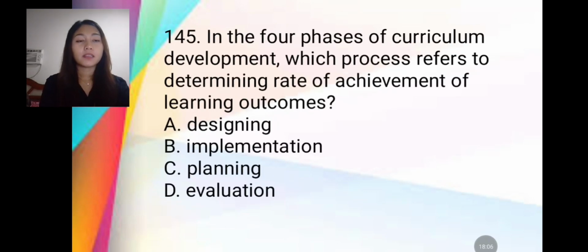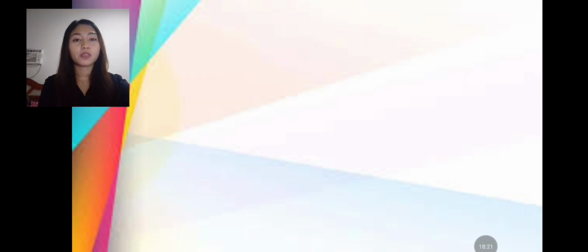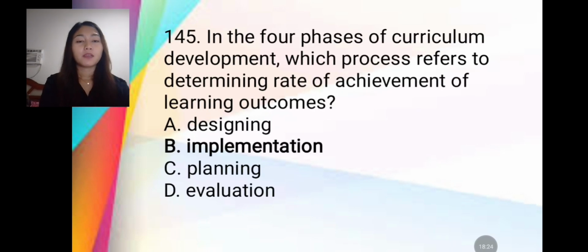Next is, in the 4 phases of curriculum development, which process refers to determining rate of achievement of learning outcomes? A. Designing, B. Implementation, C. Planning, D. Evaluation. So what do you think is the answer? Correct. The answer is letter B, implementation.